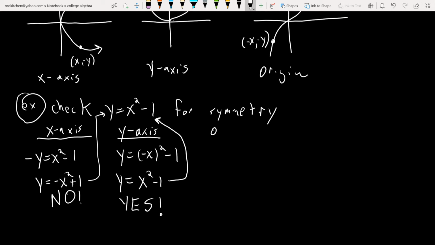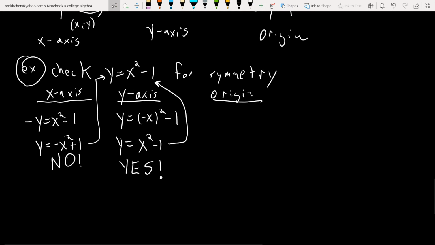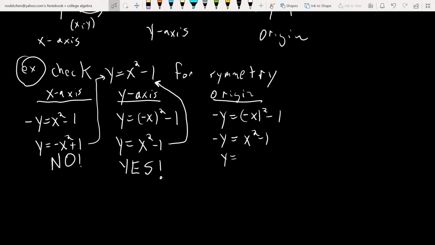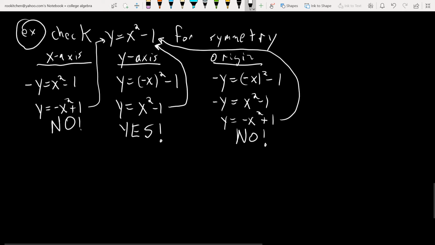Then finally, origin symmetry. Graph 3 tells me to replace (x, y) with (negative x, negative y). So I start replacing things: negative y there, and negative x inside here. Then I try to get it into the original form, x squared minus 1, multiplying both sides. Oh, that one's not working. That's definitely not the same as the original. So, no. Therefore, the only kind of symmetry it has is the y-axis. Okay, let's look at another.